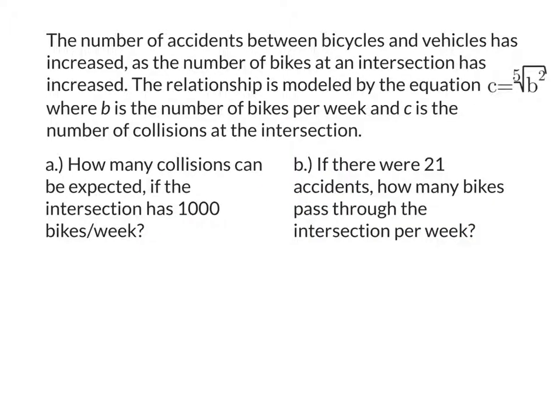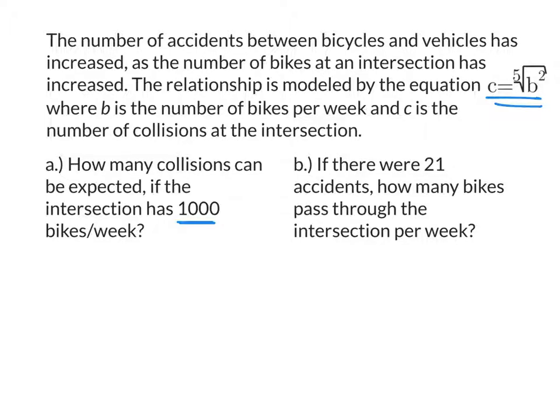So here's a big word problem that came out of the book as one of the examples in this section. The number of accidents between bicycles and vehicles increases as the number of bikes at an intersection increases. The relationship is modeled by the equation. Oh, look, a nice little equation right here. C is equal to the fifth root of b squared, where b is the number of bikes per week and c is the number of collisions at the intersection. How many collisions can be expected if the intersection has 1,000 bikes per week?